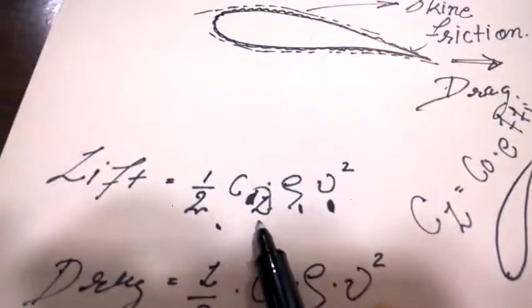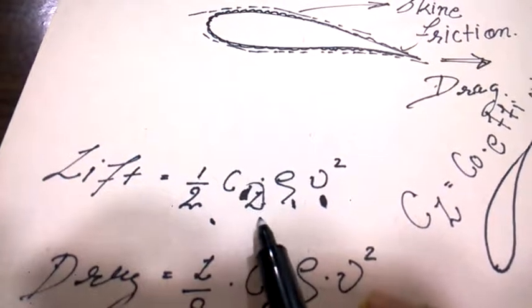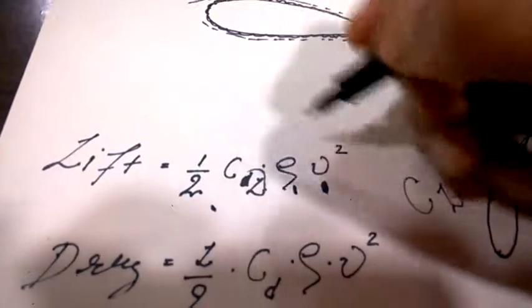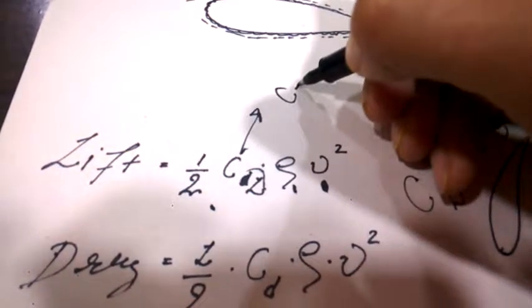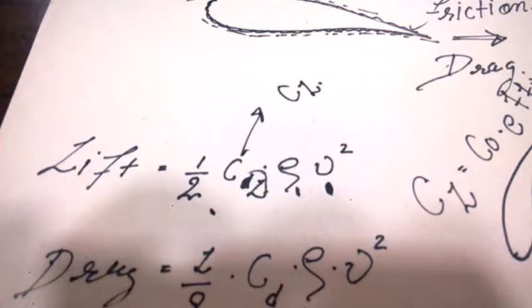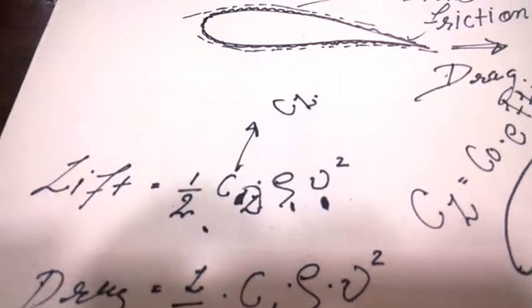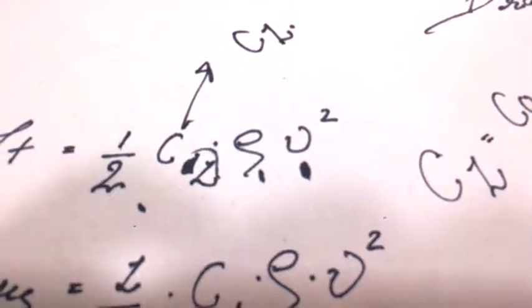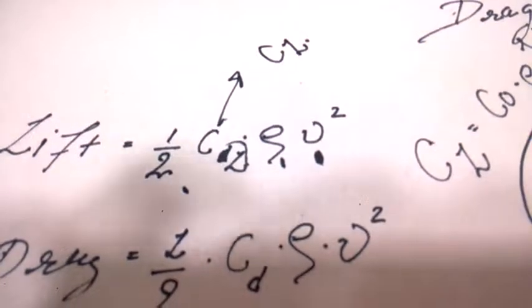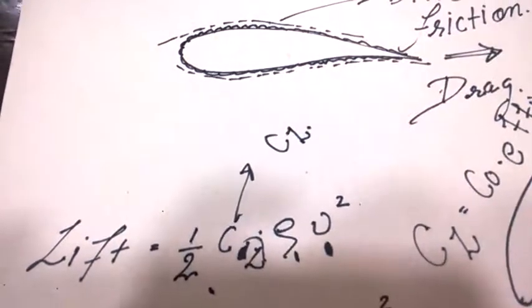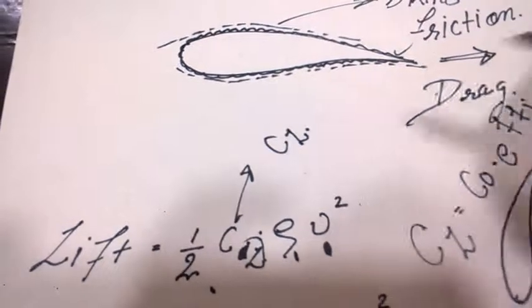We are just adding CL. This is the coefficient of lift. As you can see, it is a coefficient, it doesn't have any dimension. So it is basically just a numerical value, so from the formula point of view or from the dimension point of view, it doesn't matter. So here it is.